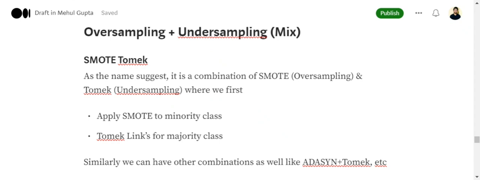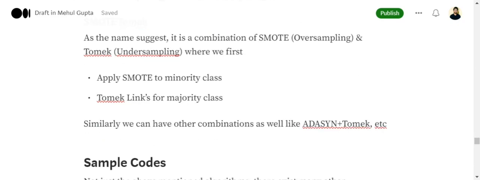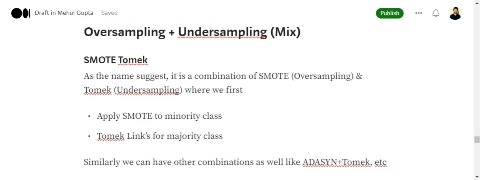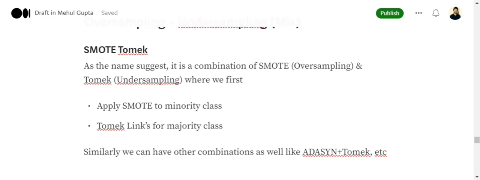There are multiple algorithms in this section also, which are very easy to understand because it is a combination of one oversampling and one undersampling algorithm. That's it. One of the most important ones is SMOTE-Tomek. In this case, we would be applying SMOTE to the minority class and the Tomek links algorithm to the majority class. Similarly, you can use another combination also, ADASYN plus Tomek, etc. As told, these are the most important section, and I think in the real world they would be the most helpful one, because at any point of time you would wish to have a mix of both oversampling and undersampling.